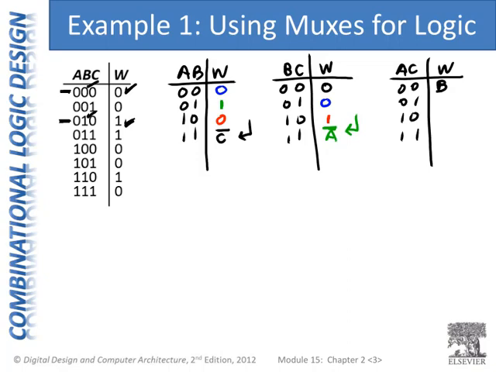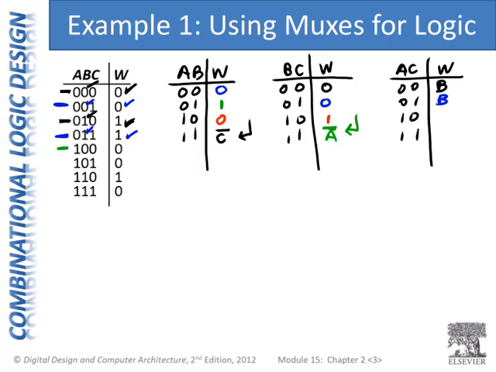We look at the next one. When A is 0 and C is 1, those two rows, again it follows B. When B is 0, W is 0. When B is 1, W is 1. So for our output, we put B there.